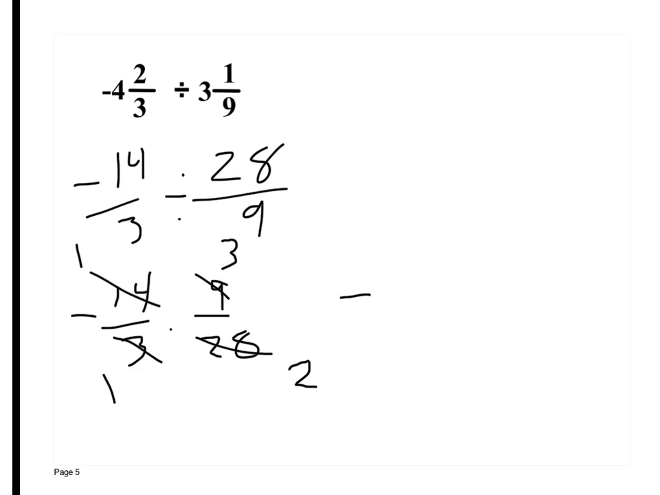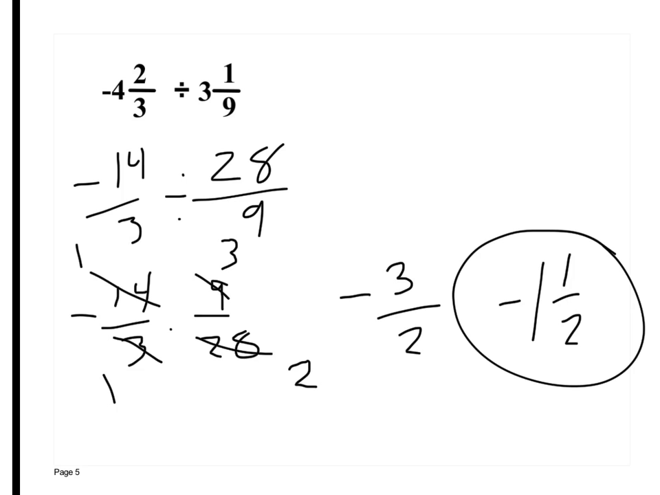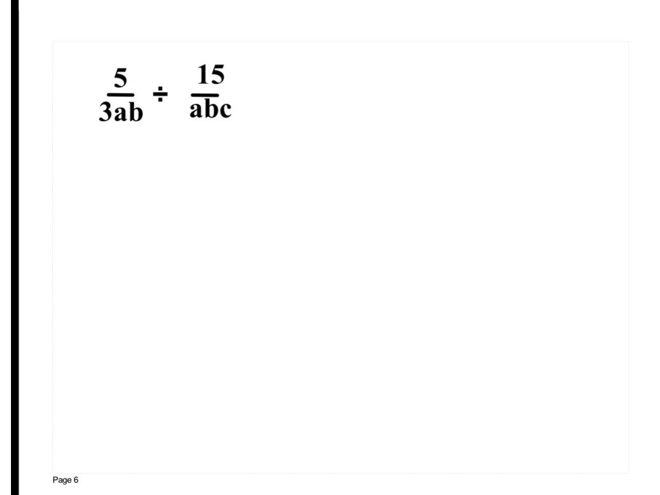So I'm left with negative 3 over 2, which your book will give you as both improper fraction and a mixed number. Go for the next number. It is negative 1 and 1/2. That is my answer. So what they'll do is they'll give you fractions with variables.